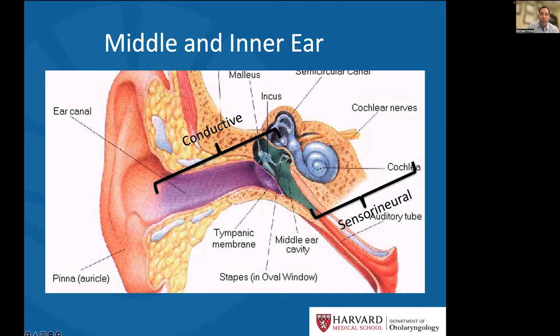ear. However, if the problem is due to the inner ear itself or to the nerve of hearing, or even to problems with the brain beyond the nerve of hearing, we call that a sensory neural hearing loss. And these are two very different mechanisms which have a very different treatment modality in many cases.